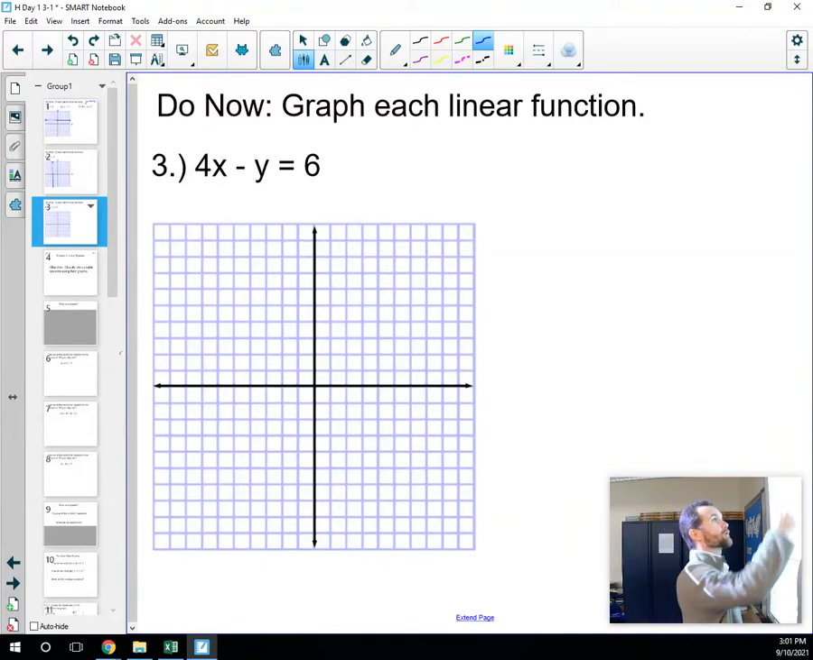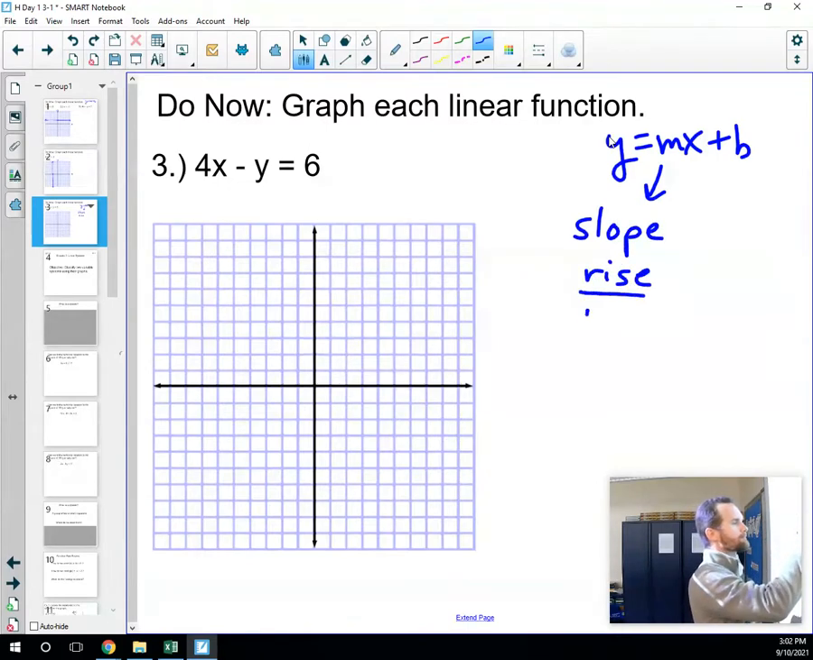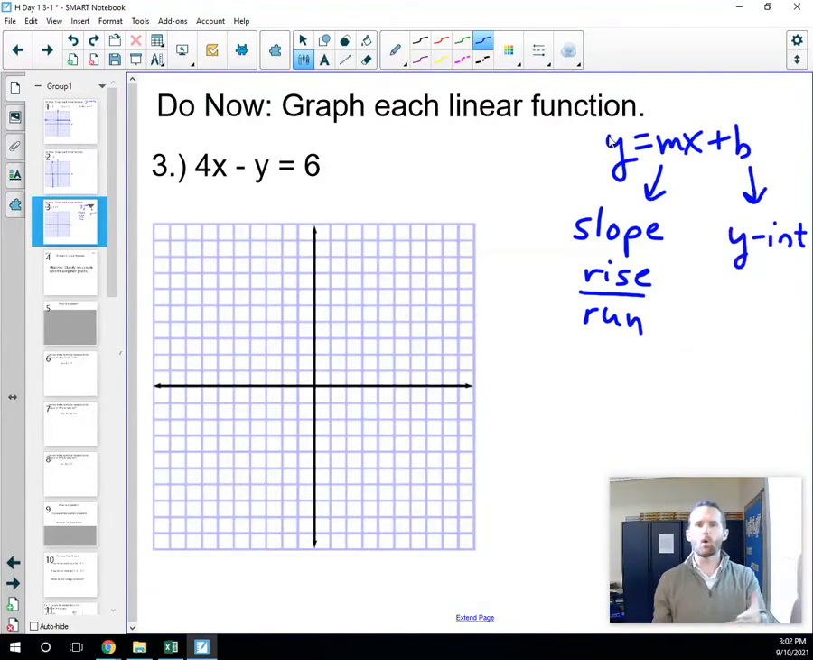Now here we have to use y equals mx plus b. Now, quick review in case any of us need a review from Algebra 1. Y equals mx plus b is sort of our bread and butter for graphing linear functions. The m is the slope, and hopefully as soon as I said slope, you thought, oh, that's just rise over run. And for b, that is the y-intercept. That's essentially a point where our line crosses the y-axis.